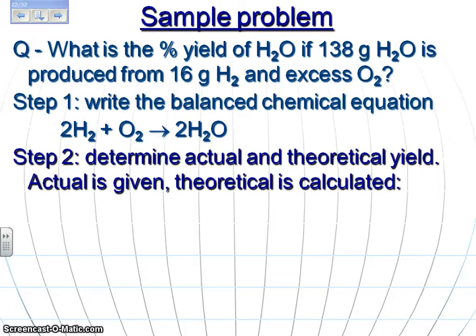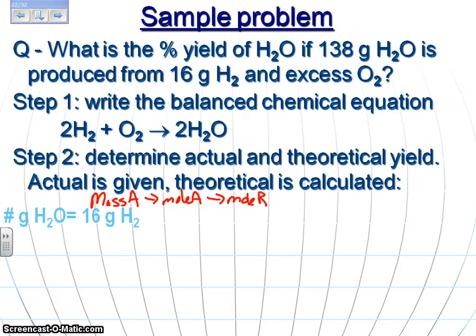The second step is determining the actual and theoretical yield. The actual is given. It's 138. The theoretical is going to be calculated. So our number of grams of H2O is going to be equal to 16 grams of H2, which is our mass A. We're going to go to mole A, then to mole B, then to mass B based on our mole map.